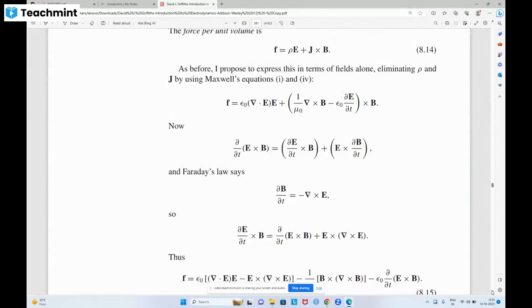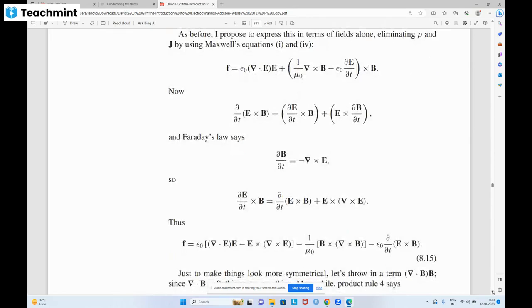Now we can substitute: del E over del t cross B is equal to del over del t of (E cross B) plus E cross (del cross E). And thus we can express this by using the above equation. So f is equal to epsilon 0 [(del dot E) E minus E cross (del cross E)] minus 1 upon mu 0 B cross (del cross B), that is, the curl of B, minus epsilon 0 del over del t of (E cross B).